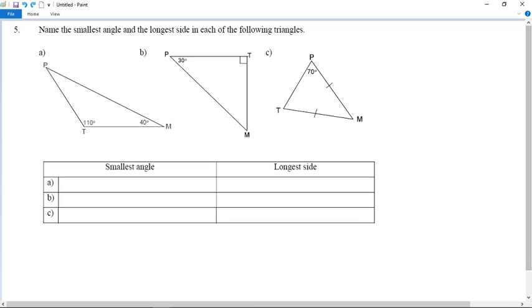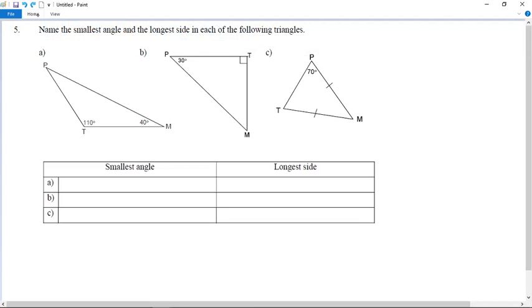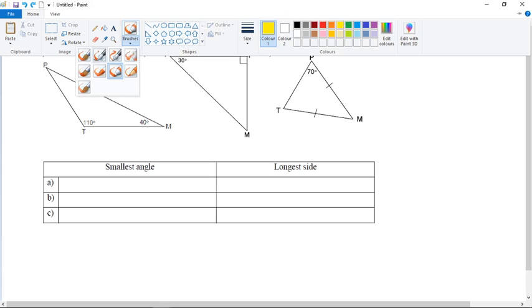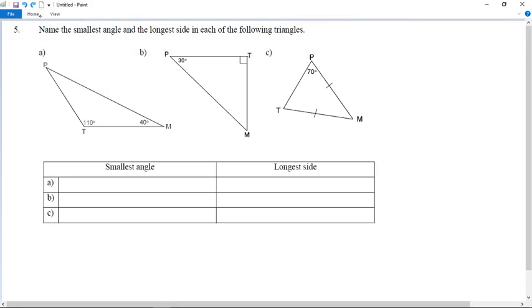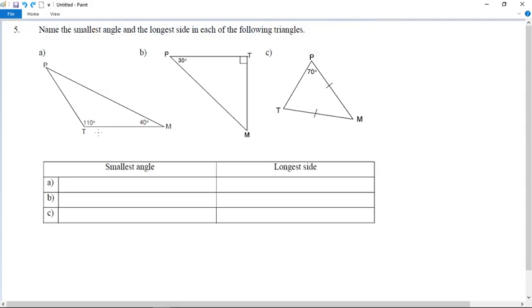Okay, let's look at this next question here. Let's just get the right brush here before I start answering. Let's be blue. Okay, it says name the smallest angle and the longest side in each of the following triangles.